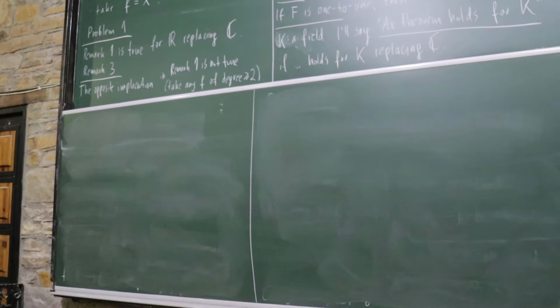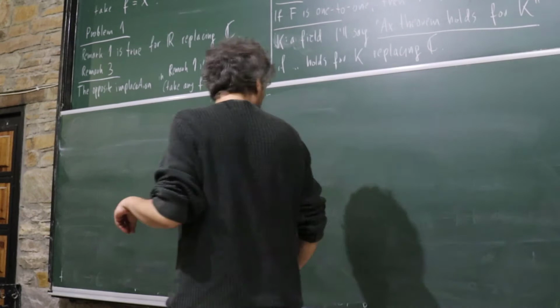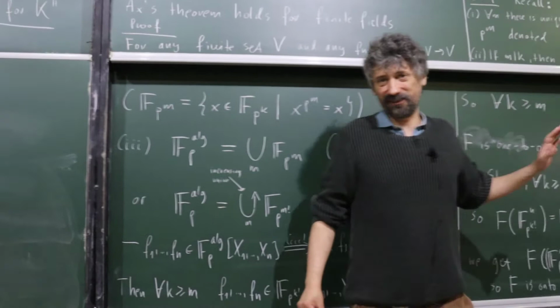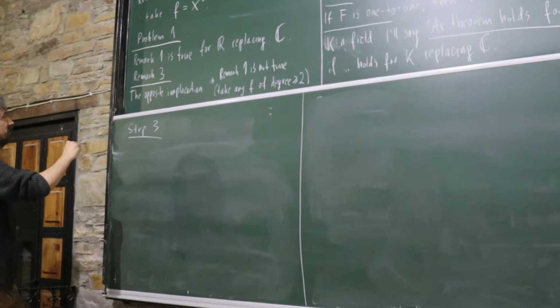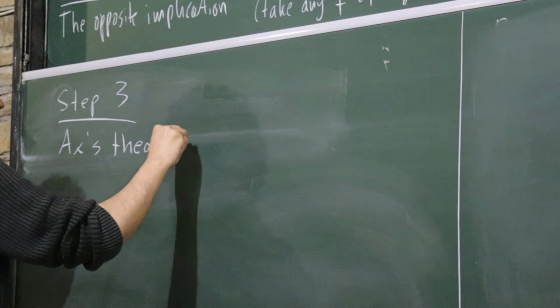Okay, so there was, one could say maybe a little bit of logic in this implication, but not much. But there was no model theory yet. So now it will come. So step 3, I actually access the main statement. So Ax's theorem for C.